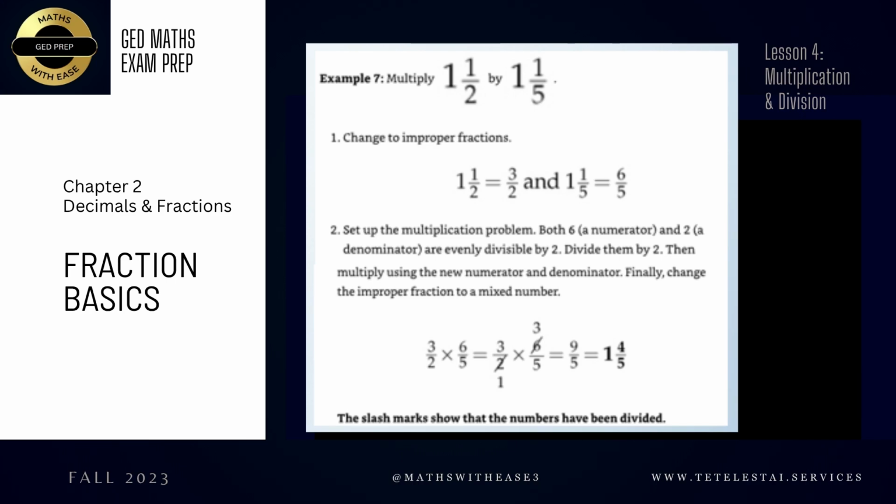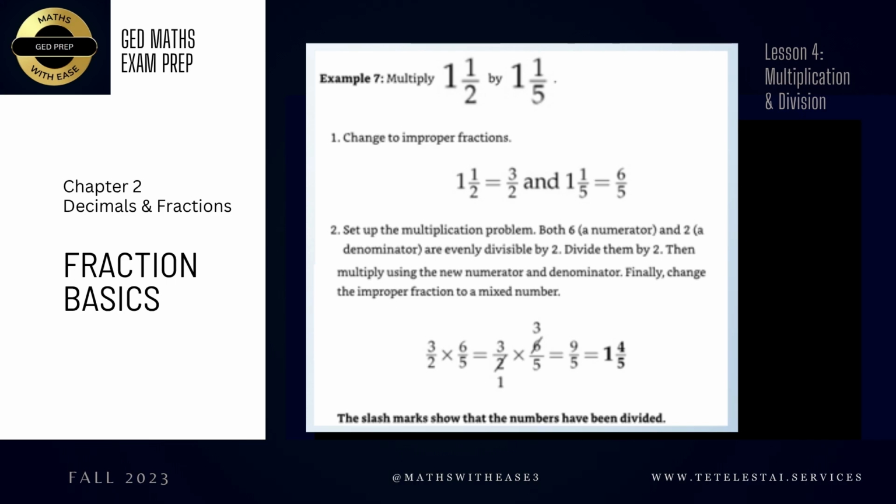So 2 times 1 is 2, plus 1 is 3. We have 3 over 2. 5 times 1 is 5, plus 1 is 6. We have 6 over 5. Okay, so you write out your new fractions as 3 over 2 times 6 over 5.